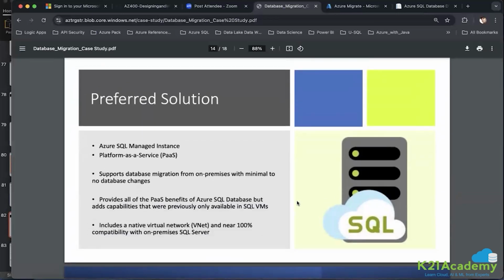So here, with Managed Instance, we can provide a recommended approach, because looking at the current version of SQL Server or the virtual machine, that is supported and up and running on 2008 servers. Based on that, looking at the assessment reports, we can provide a recommendation that you can go ahead with Managed Instance to be supported. And that is also available in the form of platform as a service, supporting database migration from on-premises with minimal to no database changes.